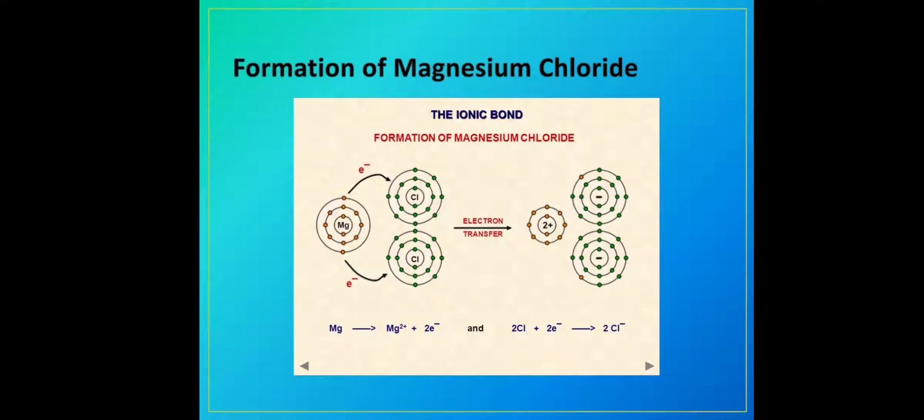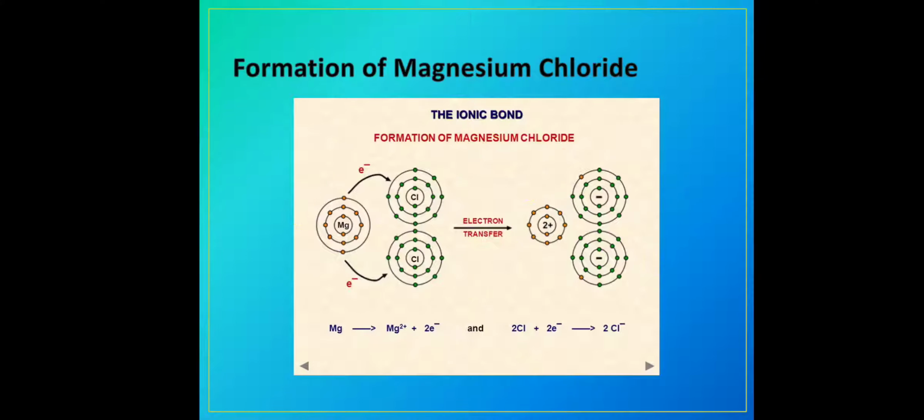Next, this is an example for the formation of magnesium chloride. So the rule remains the same. If the question says show an atomic diagram or an electron dot diagram to show formation of magnesium chloride, in that case you will have to show the magnesium atom and the chlorine atoms, and how magnesium ion and chloride ions are formed.